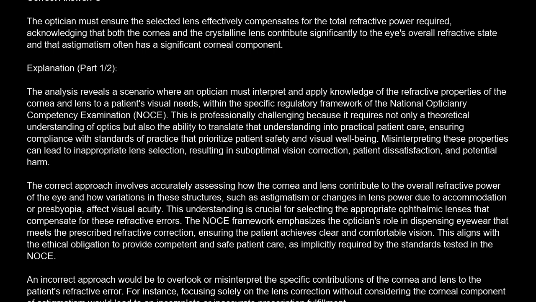The correct approach involves accurately assessing how the cornea and lens contribute to the overall refractive power of the eye, and how variations in these structures, such as astigmatism or changes in lens power due to accommodation or presbyopia, affect visual acuity. This understanding is crucial for selecting the appropriate ophthalmic lenses that compensate for these refractive errors. The NOCE framework emphasizes the optician's role in dispensing eyewear that meets the prescribed refractive correction, ensuring the patient achieves clear and comfortable vision. This aligns with the ethical obligation to provide competent and safe patient care, as implicitly required by the standards tested in the NOCE.